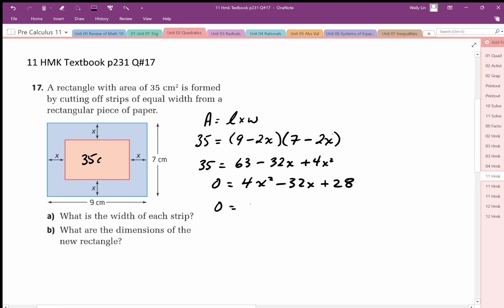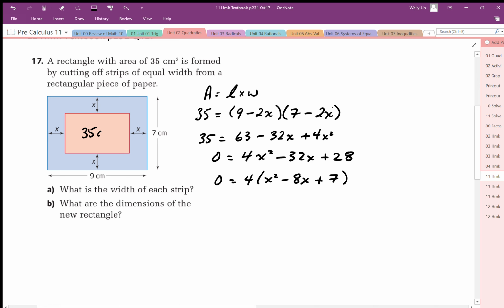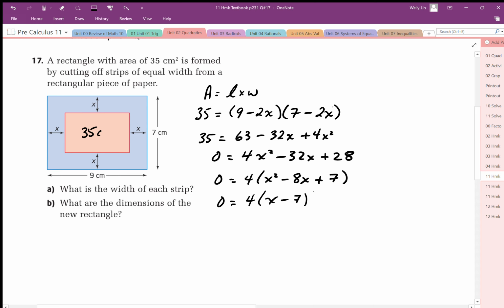Solving this equation, we're going to factor out the 4, and we're going to solve this one by factoring. So we're looking for two numbers that multiply to 7 and add to 8. So this is going to give us (x minus 7)(x minus 1). And then the solutions for this equation are going to be x is equal to 7 centimeters, or 1.